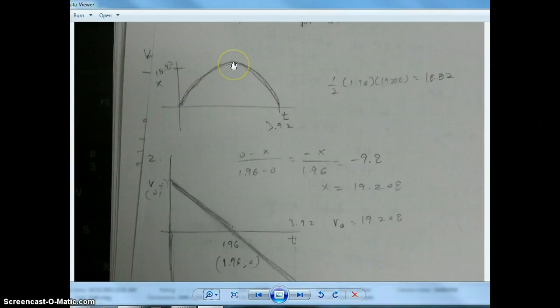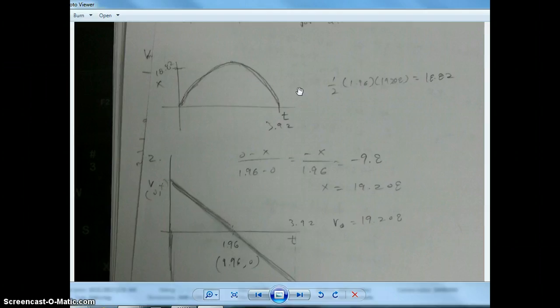The peak of this is at 1.96 right here, and the height is 18.82. So if we imagine this parabola, the distance from this point to this point is the same as this point to this point. So that means if it takes the same time to go the same distance, then the velocity has to be the same just before it hits the ground and just as it's launched. So that's why the velocity is essentially the same. So it's not different basically.